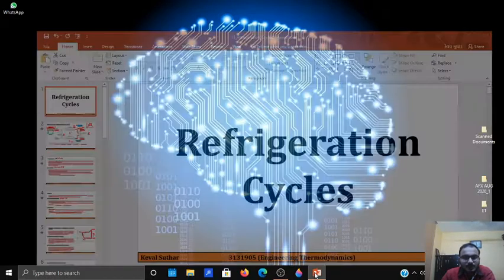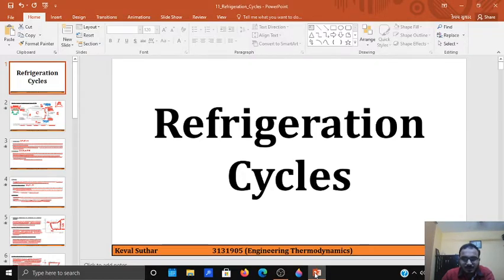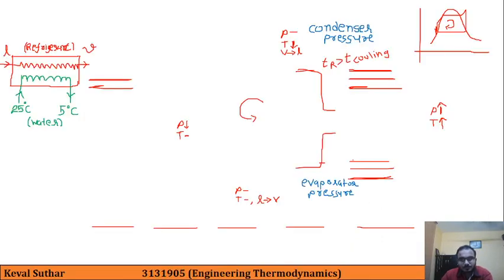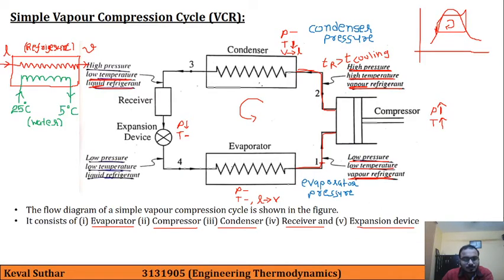We are continuing our topic of refrigeration cycles. So first we will do a quick revision of our previous topics. Our first topic was the simple vapor compression cycle, VCR.